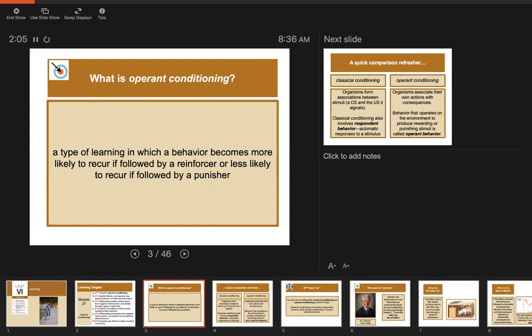So operant conditioning is a type of learning in which a behavior becomes more likely to recur if followed by a reinforcer, or less likely to recur if followed by a punisher. And that is it in a nutshell. If you can understand that, you understand a lot within this module.